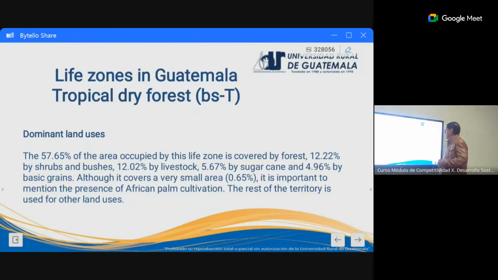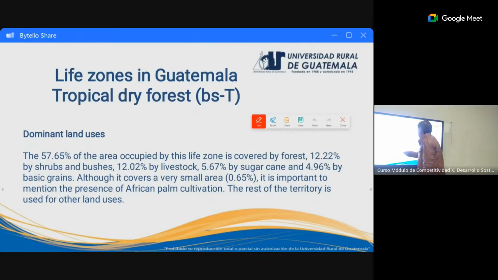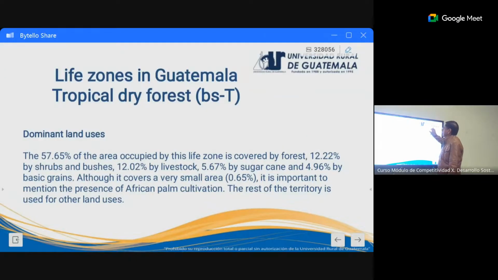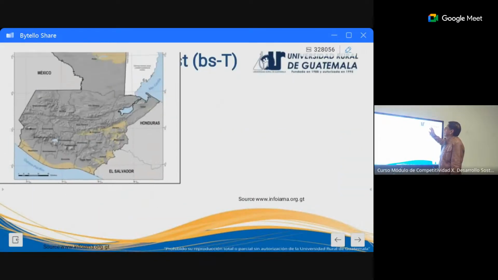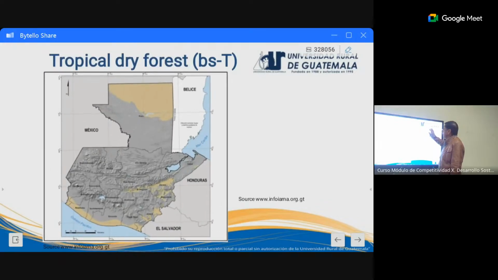Although it covers a very small area, 0.65%, it is important to mention the presence of African palm cultivation. So this is a new type of plant here in Guatemala, the African palm cultivation. The rest of the territory is used for other land uses. Let's continue checking these characteristics here for the tropical dry forest.